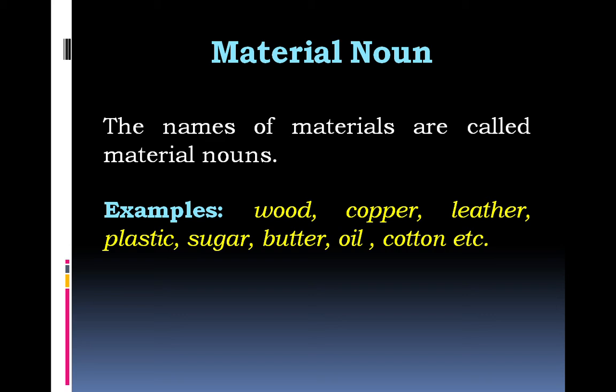So how to distinguish material nouns from other types of nouns? There is a simple tip. The names of materials, such materials only will be called material nouns about which we can say that this material has been used to make this or that object or thing. I can say that this cloth is made of cotton. So cotton is a material noun. I can also say that this bag is made of cloth. So cloth is also a material noun. But I can't say that this or that object has been made of bags. So bag is a common noun. That's the difference.